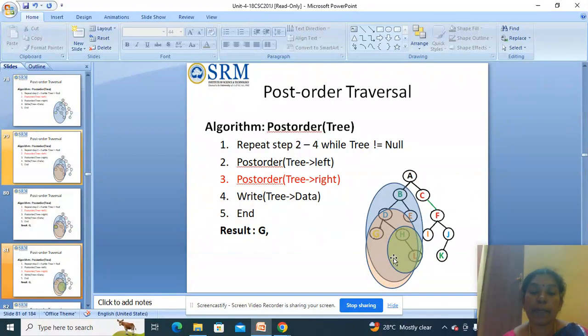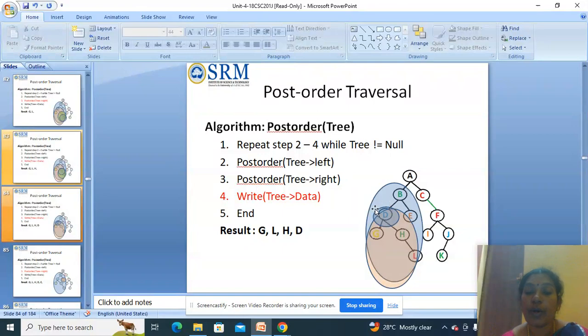Again this is considered a subtree. Again apply the formula: left, right, node. Here there is no left. Right is available, so L is printed. Then left is over, right is over, and the node is H. For D, the left part is over, the right part is over, the remaining is the node, so D is printed finally. So for this B subtree, the whole left is over. Next, the right is available for B, which is E, and E is printed next. Then for the subtree of B, the left part is over, the right part is over, and the node B is available. So now this whole left subtree is over.